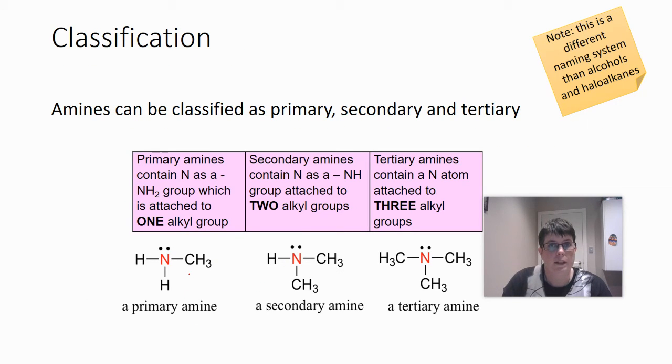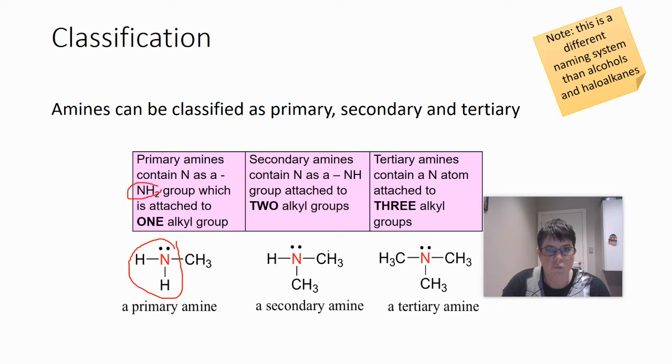Amine groups can be classified as primary, secondary, or tertiary. And this is a slightly different naming system to how we classify alcohols and haloalkanes. So you just need to be aware of that. Primary amines contain a nitrogen as a NH2 group. And so these are the ones that we focus on. So this is the NH2 group here, right? So those are primary amines.